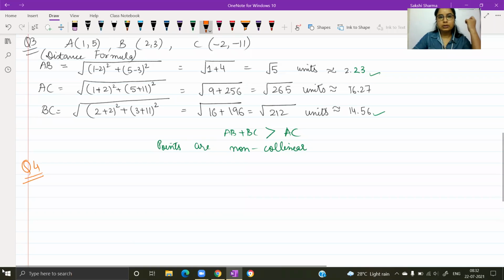Question number 4. Please ensure that when you are writing down the coordinates, write them carefully, signs especially.